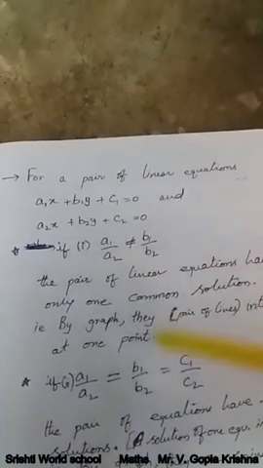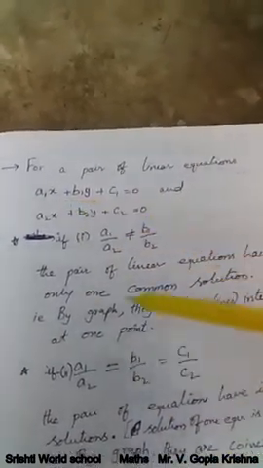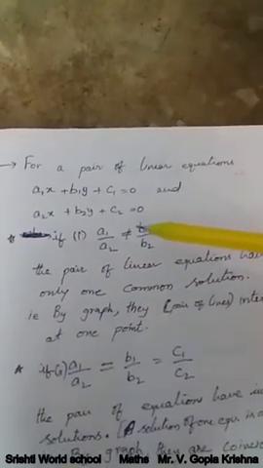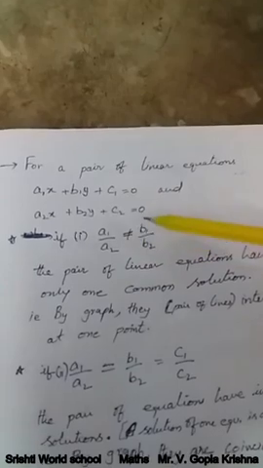For this pair of linear equations, we are going to see the different possibilities in comparison of the ratios of the coefficients. That's what I spoke of earlier as algebraic conditions. We are going to see the algebraic conditions right now.